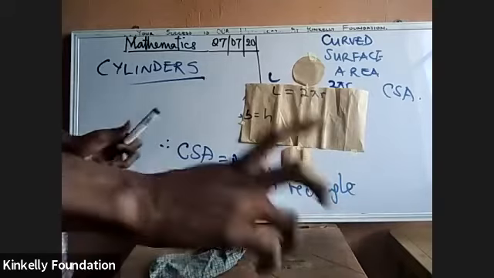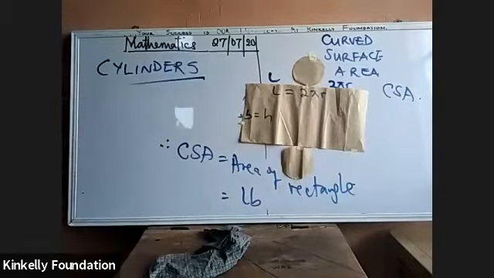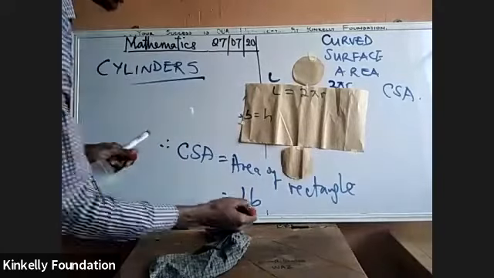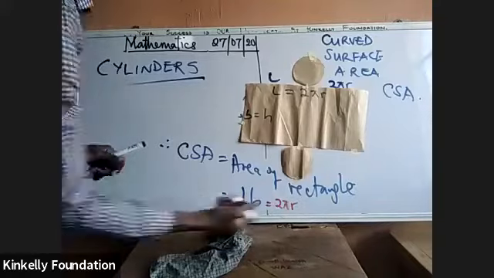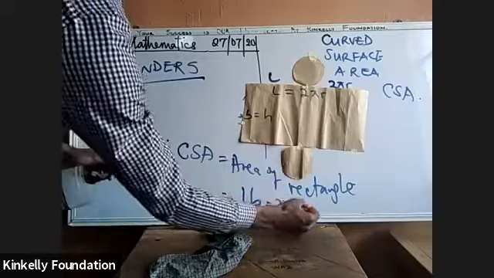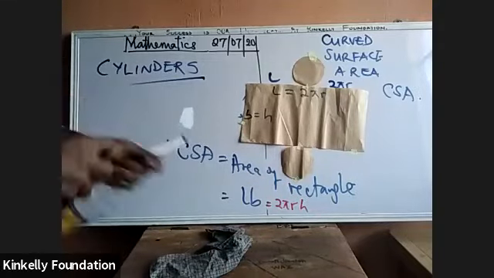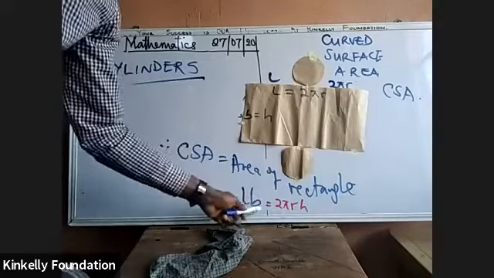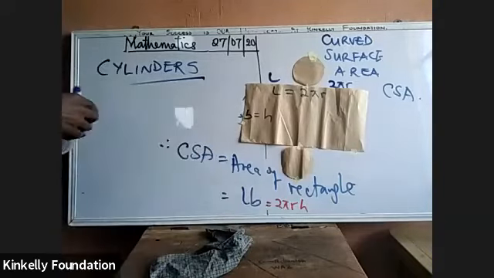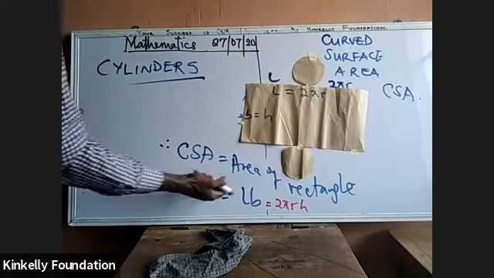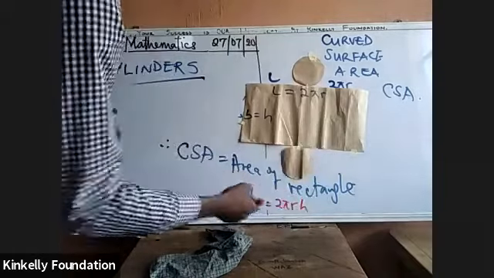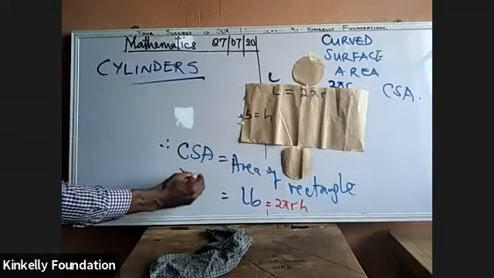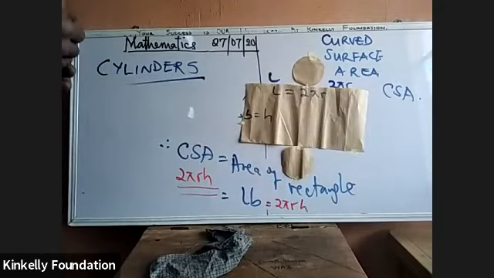Now, if this is so, the length is 2 pi r, and the breadth is the height. So, since the curved surface area is equal to the area of the rectangle, the curved surface area of the cylinder is 2 pi r h. That's the area of the curved surface.